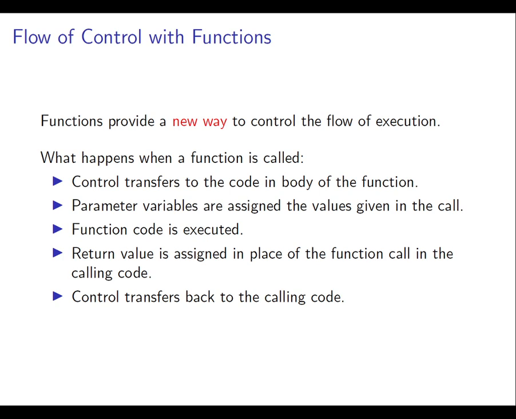So functions are providing a new way to control the flow of execution. You've already seen for loops, while loops, and so on. When the function is called, control transfers to the code in the body of the function, and the parameter variables are assigned the values given in the call. So if we give 3.0 as the actual parameter to a particular call of a function, then the formal parameter in the definition of the function is given that value 3.0, which can then be used in the function code, which is executed next. Then the return value is assigned in the place of the function call in the calling code, and control transfers back to the calling code, and so we go on.